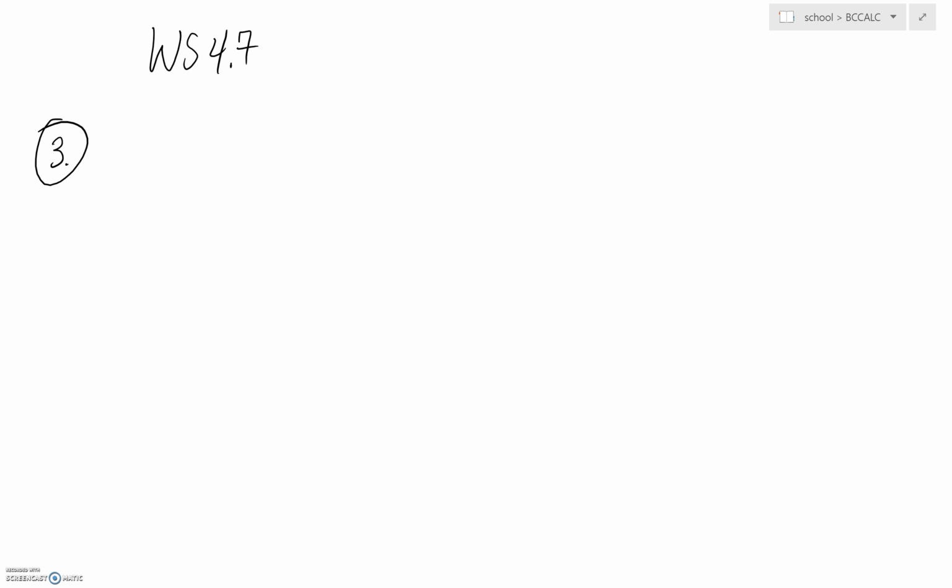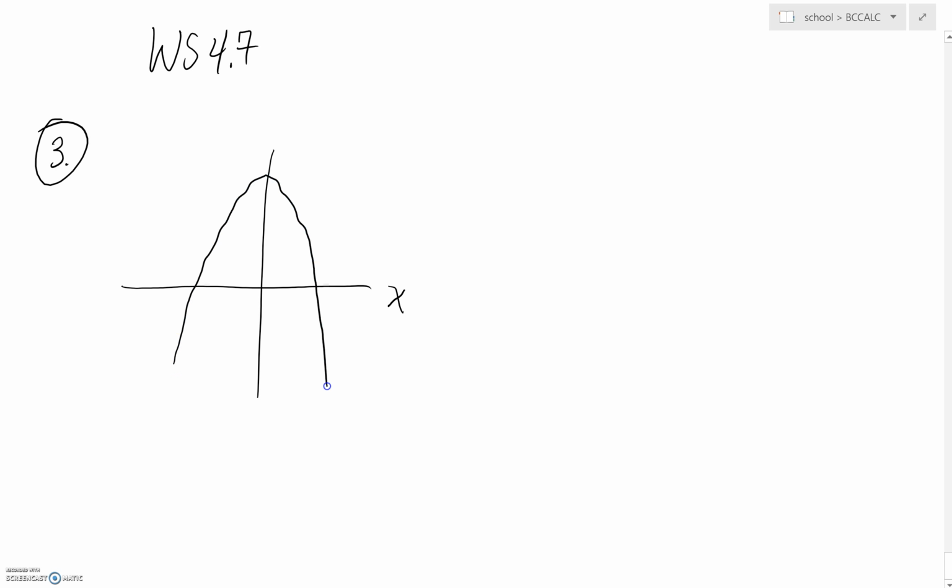Calculus BC, worksheet 4.7. Number 3 is a classic type of question that you're sure to see eventually if you're in calculus for a while. You're asked to find the dimensions of a rectangle that has the largest area if its base lies on the x-axis and the other two vertices above the x-axis lie on a parabola y equals 8 minus x squared.